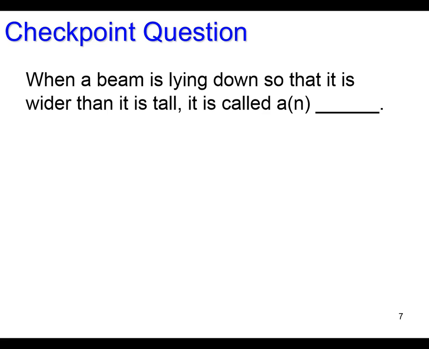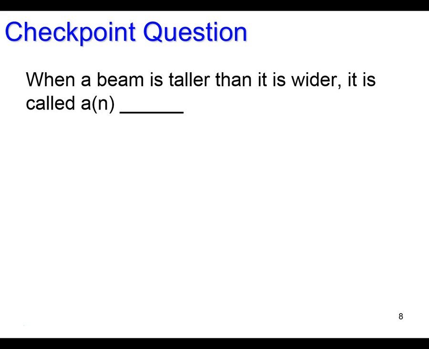Let's see if you have been paying attention. Fill in this blank. When a beam is lying down so that it is wider than it is tall, it is called a what? And then fill in this blank. When a beam is lying down so that it is taller than it is wider, it is called a what?